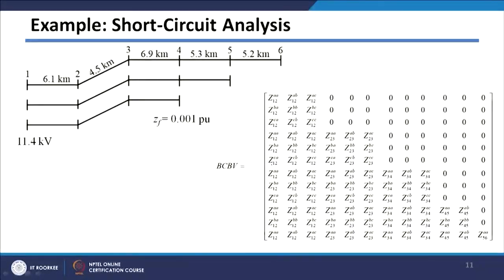Then we have seen the BCBV matrix, which will have the nature like this. In this case also each row of the BCBV matrix will be given some name. So, since it is corresponding to bus number 3, we can say BCBV corresponding to 3, and since it is corresponding to C phase, I can give this name as BCBV 3C. Like this all the rows will be given names.